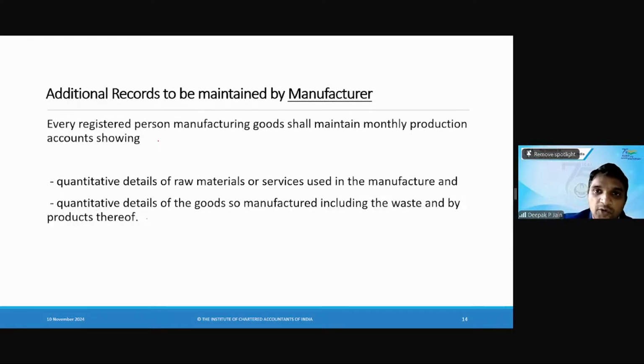क्योंकि मैन्युफैक्चरर के प्रोडक्शन रिकॉर्ड्स मेंटेन करना है, तो they will maintain the monthly production records which will show the quantitative details of raw materials or services which is used in the manufacture. जो इनके मैन्युफैक्चर के लिए जो रॉ मटेरियल सर्विसेज यूज किए हैं, and then quantitative details of the goods so manufactured including the waste and any by-products.